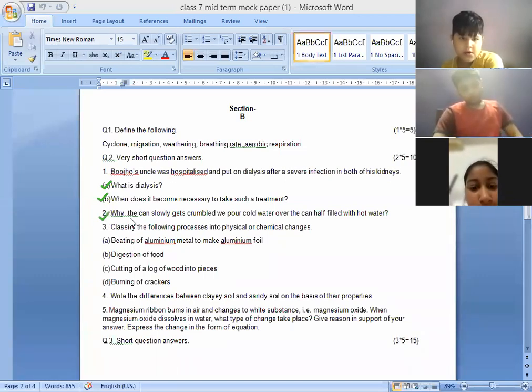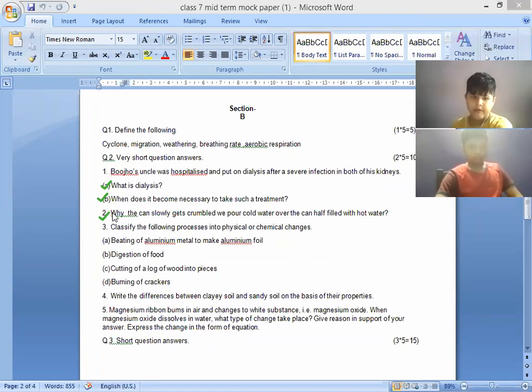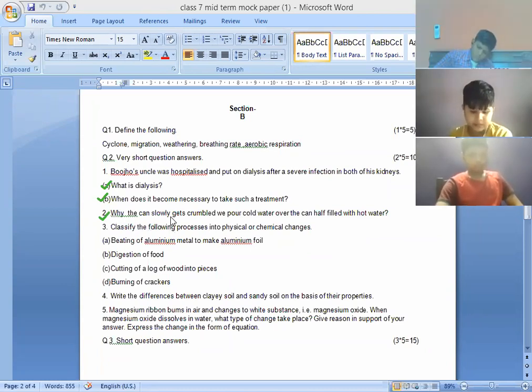Next, question number 2. Why does the can slowly get crumbled when we pour cold water over the can half filled with hot water? This is from your chapter number 8. When the can is filled with hot water and cold water is poured on it, what happens? Why does the can slowly get crushed when we pour cold water on it? Can you tell me? This was the activity.